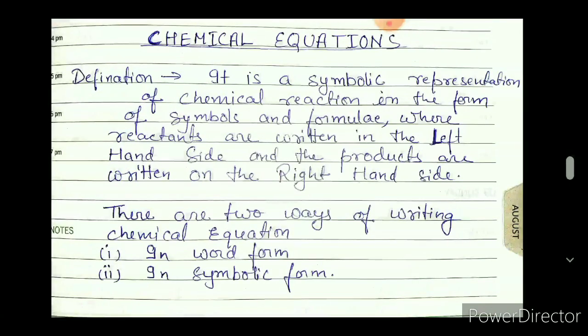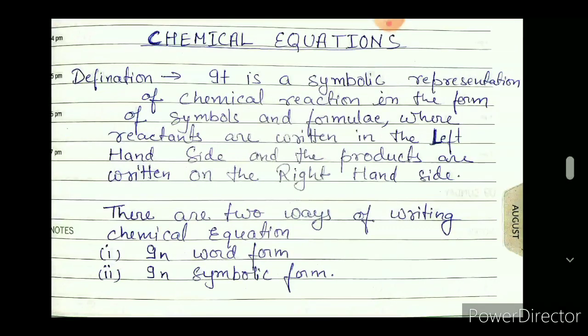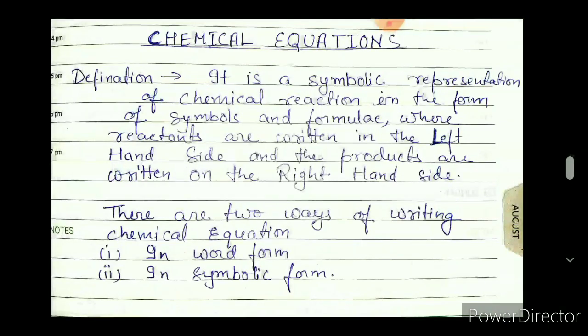It is a symbolic representation of the chemical reaction in the form of symbols and formulae, where the reactants are written on the left hand side and the products are written on the right hand side. Reactants are the substances that you are using to react together, and the result, whatever you get, is the product. So they should be written on the left and right hand side respectively.